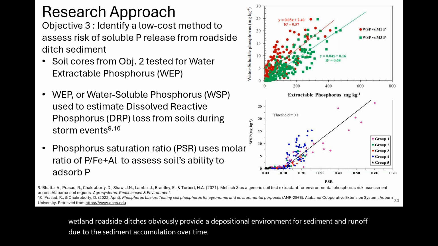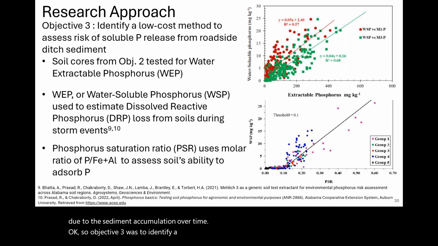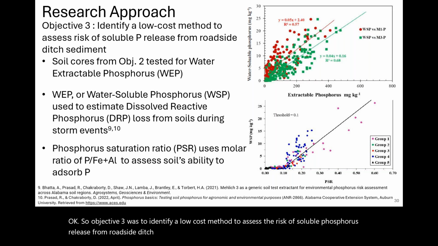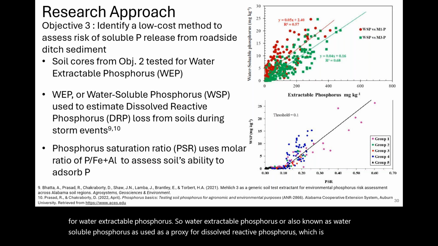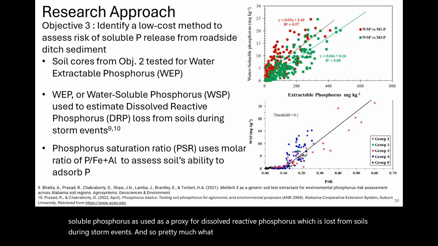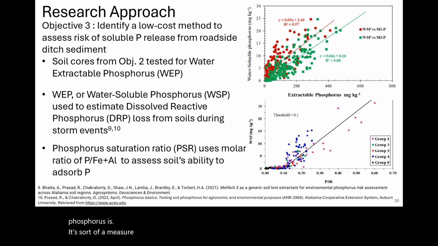Okay, so objective 3 was to identify a low-cost method to assess the risk of soluble phosphorus release from roadside ditch sediment. Taking the soil cores from objective 2, we tested them for water extractable phosphorus. Water extractable phosphorus, also known as water soluble phosphorus, is used as a proxy for dissolved reactive phosphorus, which is lost from soils during storm events. What we're looking at here is sort of a measure for how much soluble phosphorus would be lost during a storm event.